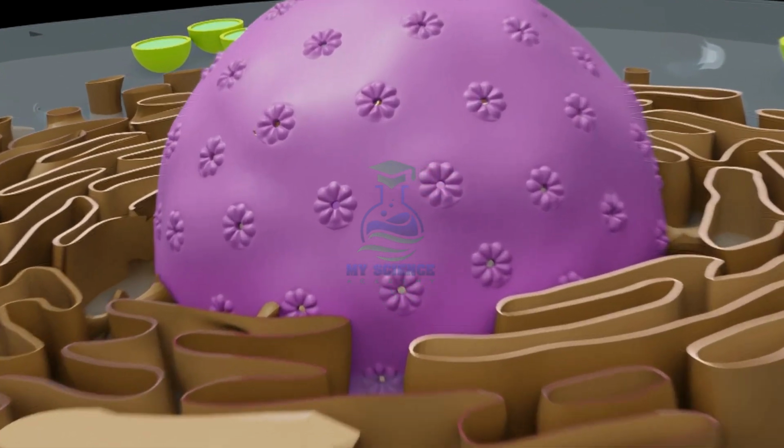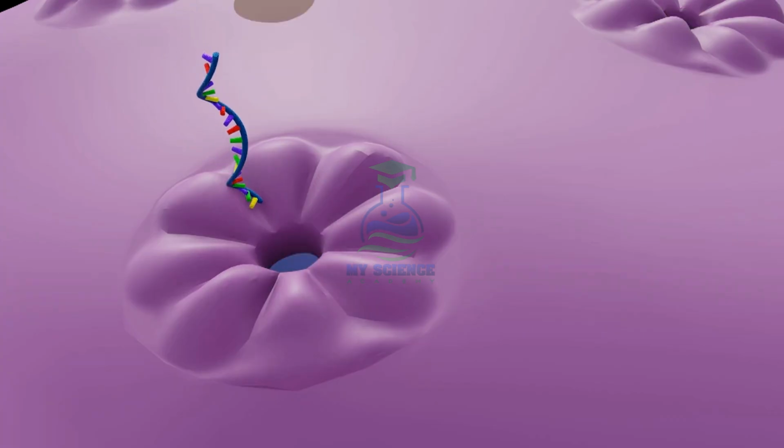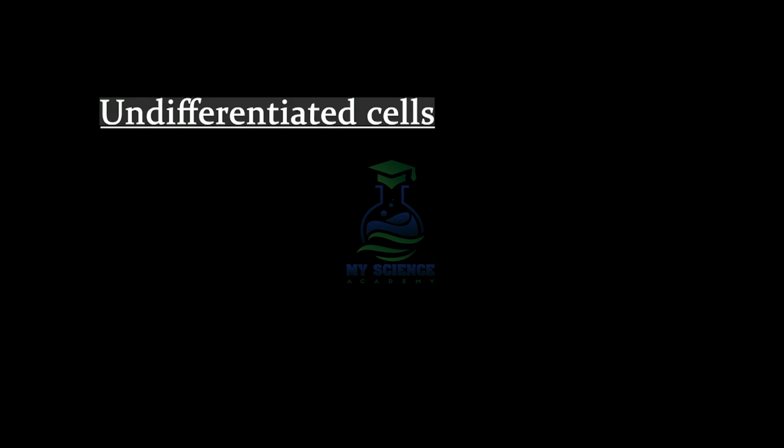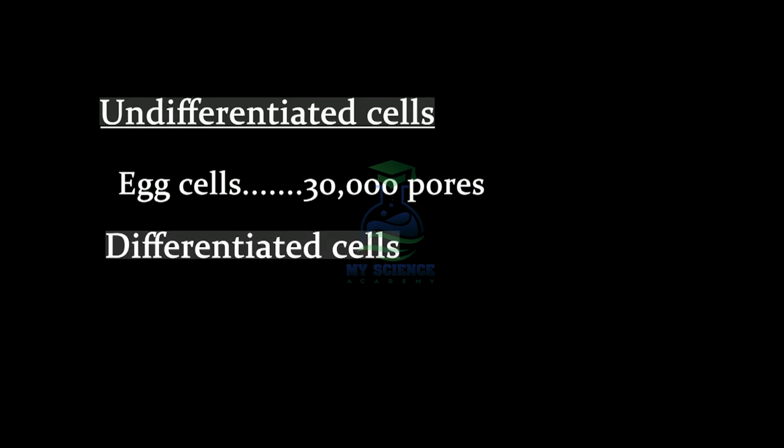These outer and inner membranes are continuous at certain places, giving rise to nuclear pores. These nuclear pores allow exchange of material between the nucleus and cytoplasm. The number of these pores is highly variable. For example, in undifferentiated cells like egg cells, the number of pores is about 30,000 per nucleus, while in differentiated cells like erythrocytes, the number is 3 to 4 pores per nucleus.